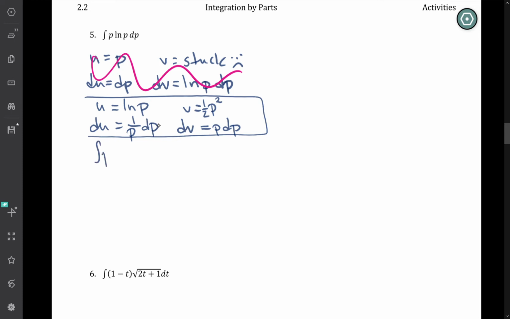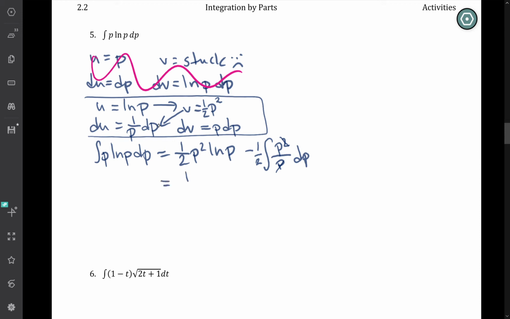Okay, so we have the integral of p natural log p dp is equal to u times v, so multiply those top two together, minus the integral of v du. I'm going to go ahead and move that 1/2 out in front. I have a p squared times a 1 over p dp, which means that I'm really looking at 1/2 p squared natural log p minus 1/2 the integral of p dp.